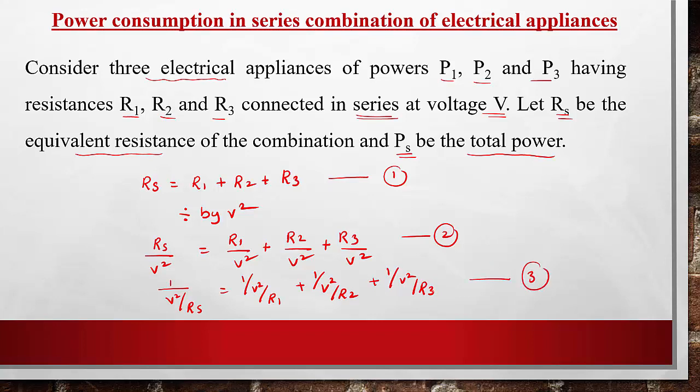Why we are writing in this form? Because we know that power P is equal to V square by R. This equation we can use here. See here, in place of V square by R, yes, we can write total power in series. V square by R1 can be written as P1. V square by R2 can be written as P2. V square by R3 can be written as P3.